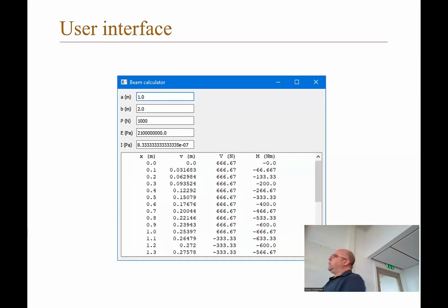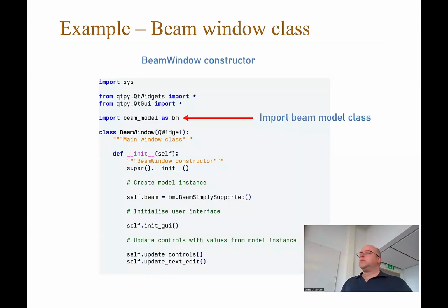Then I want to create a user interface that looks something like this. So the user should be able to enter some values here and get a table out like this. So the first thing I do, I import my B model here as BM in my user interface window class or module. I create the B model here in my main window class, initialize my GUI, update my controls, and update the text edit window as well.